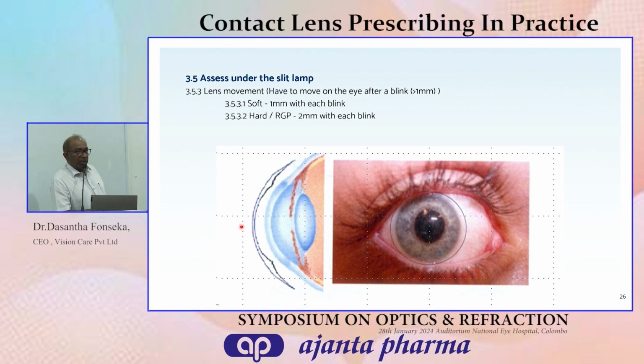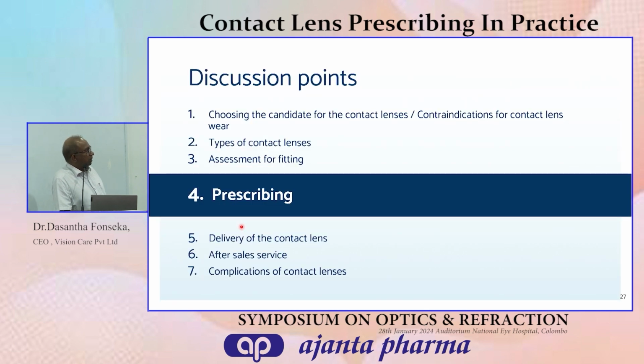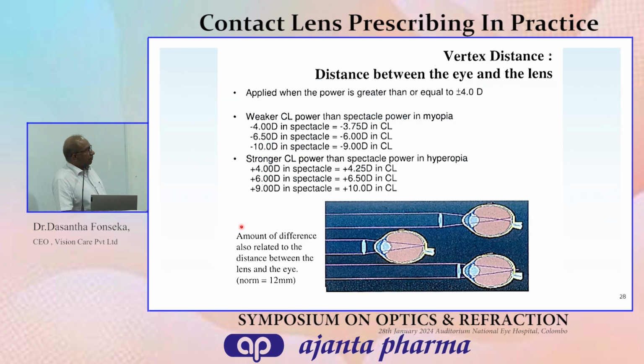So in assessing the fitting, you look under the slit lamp to see how the lens is moving. The next is what decides on all those three. When you put the lens on, the base curve, how it fits on the eye, and then the over refraction, and then we decide what to give.